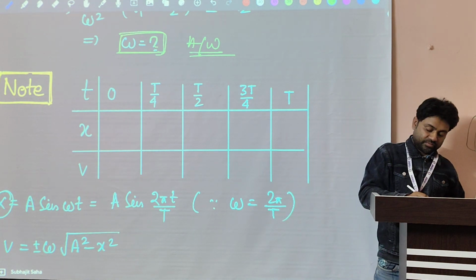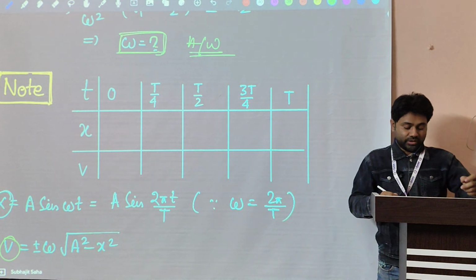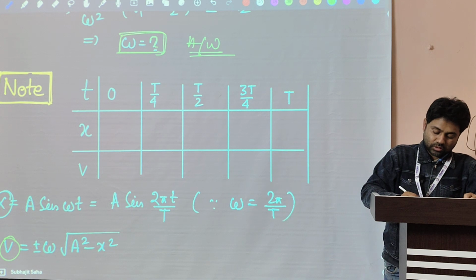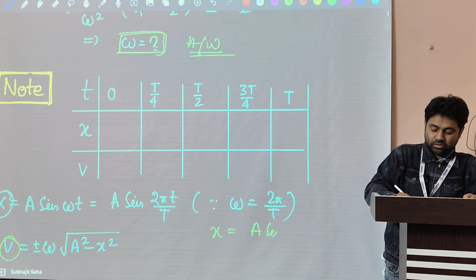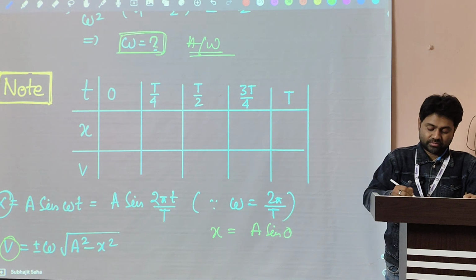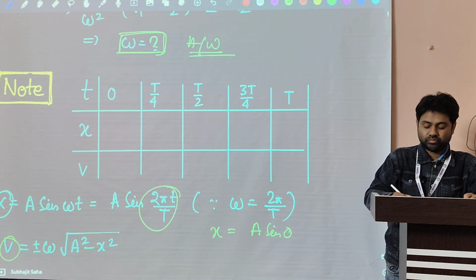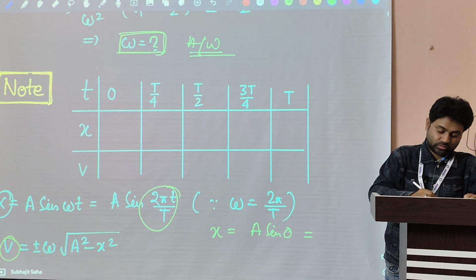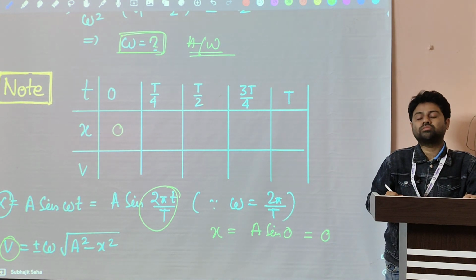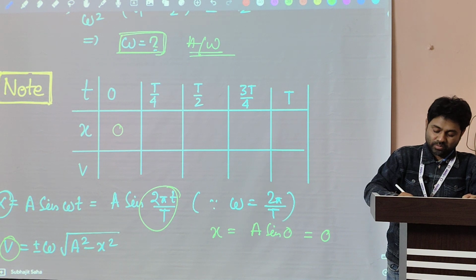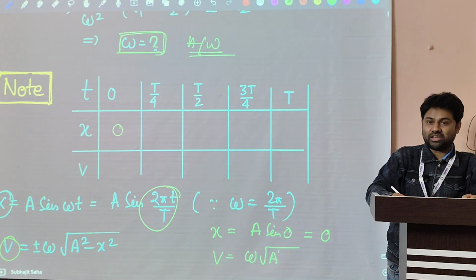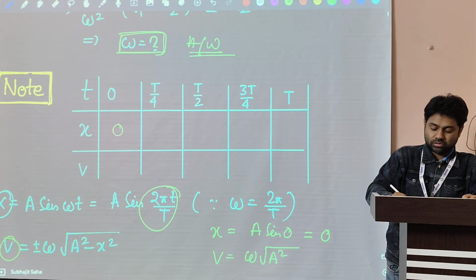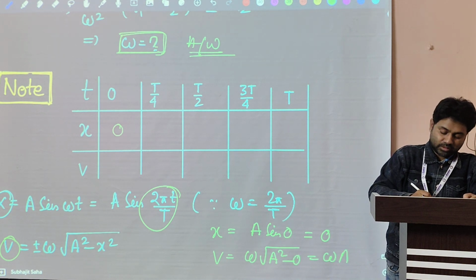So let's start. First put t equal to 0 in this equation. So you will get x equals a sine 0, so 0. And what is the velocity of the particle? v equals omega root a square minus x square. x has value 0. So it's omega a. So it's plus omega a.